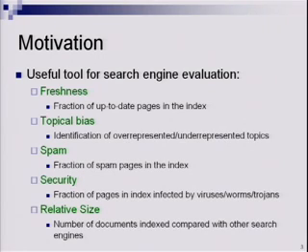You can test spam. You can check if you have a good spam classifier. You can try to see what fraction of the pages in the corpus are spam. You can check the security resilience of the search engine: what fraction of the pages are contaminated by viruses or worms. And probably the most interesting part for you guys, you can check relative sizes of search engines. You can check which search engine is larger, Yahoo or Google.